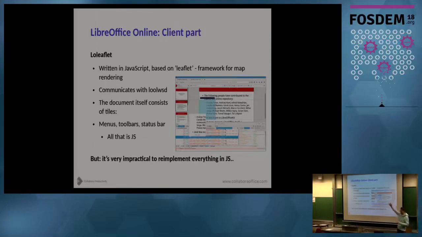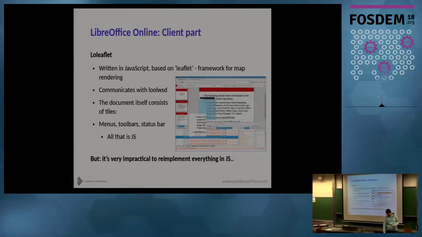So basically, even though you are seeing a document that has text there, it is not text that would be in the browser. It is just a set of images that is composed together to look like text. This Loleaflet communicates with the server part using WebSocket, but the document itself is not the only thing in there. You can also see the toolbar, menu bar, status bar, and other things that are in JavaScript.